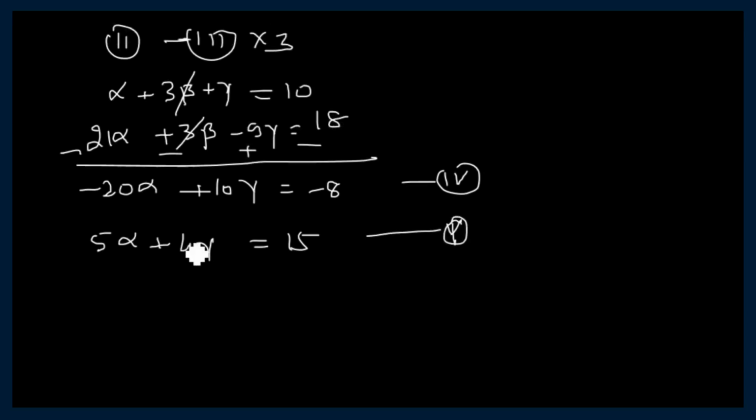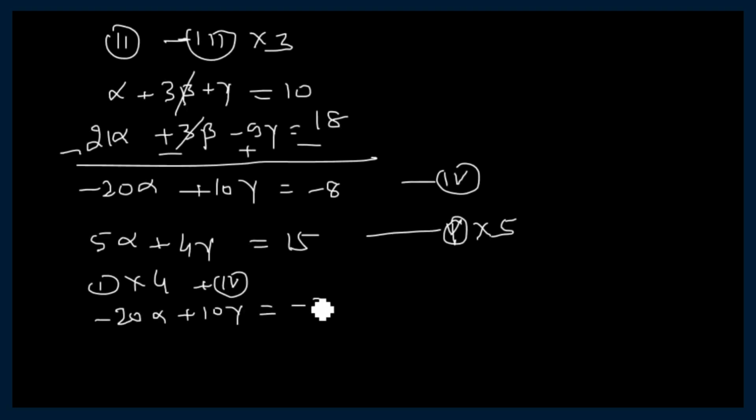Now to find the gamma value we simply multiply this by 4 and then add. First को मैं 4 से multiply कर रहा हूँ and adding with the fourth. So ये हो गया हमारा minus 20 alpha plus 10 gamma, right, equal to minus 8 and this is what, ये हमारा हो जाएगा 20 alpha और 5 से multiply कर रहा हूँ, so this becomes 20 gamma and this is 15 into 4, basically 4 से multiply करना, so that is 20 alpha basically and this is 16 gamma and this is 60.